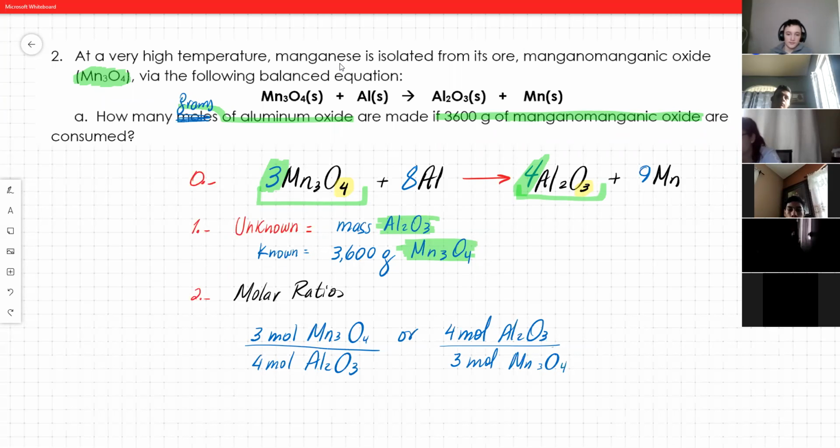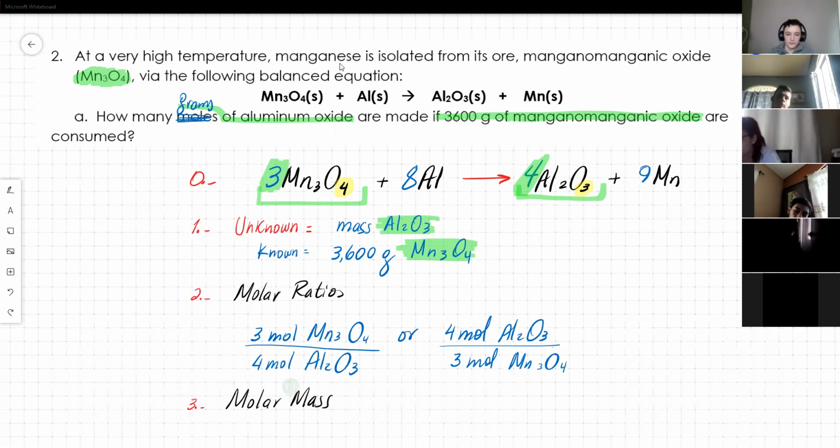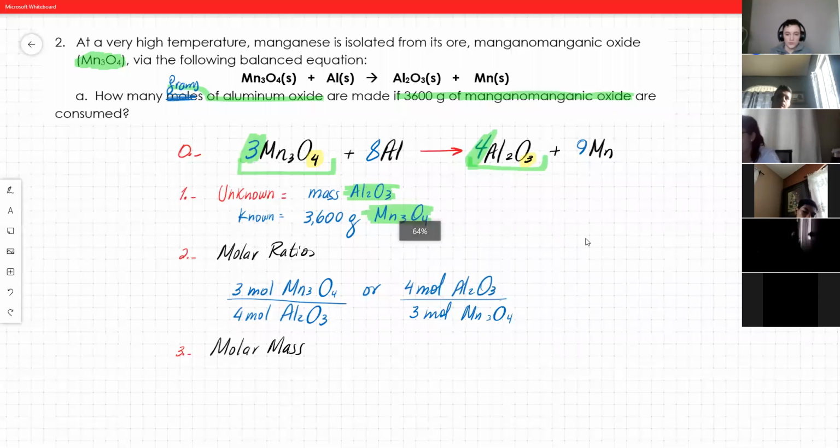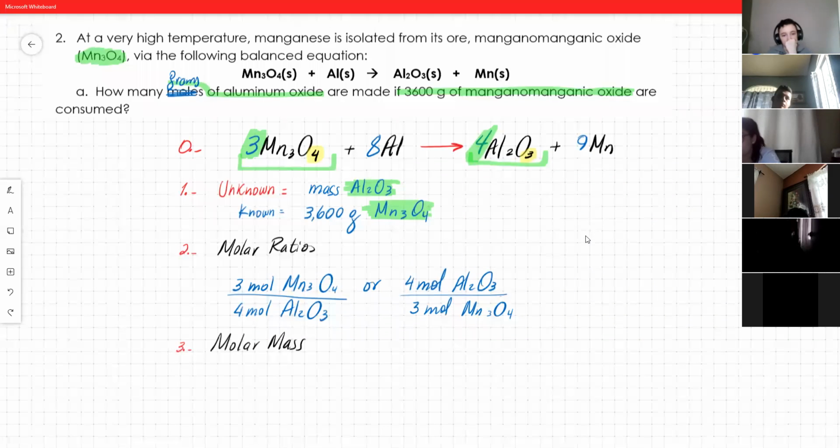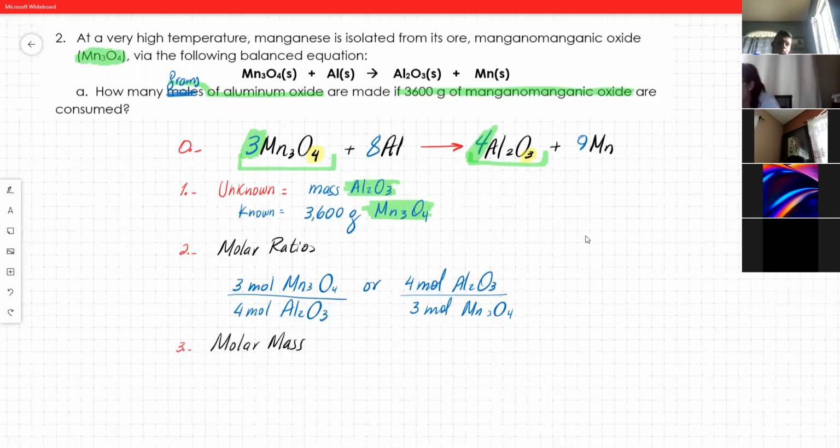Now, from the molar ratios, what's next? Molar mass. Molar mass of the substance of the known and the unknown. The molar mass. So, as homework, I want you to work on those 2 molar masses, so we can continue in the next class. So calculate the 2 molar masses.